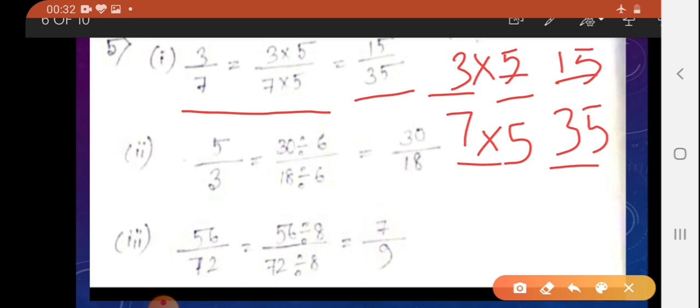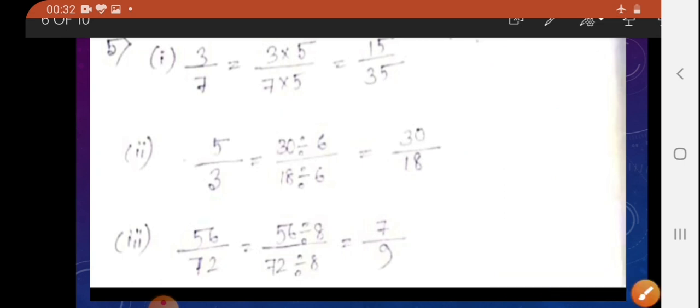Clear? So first we have to see which side is given. If the numerator on both sides is given, we will calculate with the help of the numerator. If the denominator on both sides is given, we will calculate with the help of the denominator. Here also 5 upon dash equals 30 upon 18. So when we multiply 5 by 6, it will come 30.